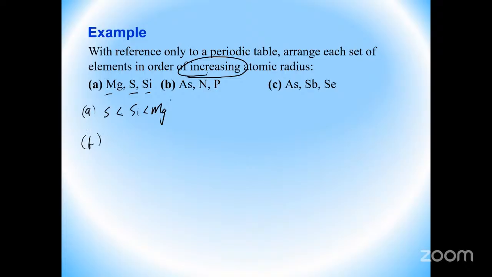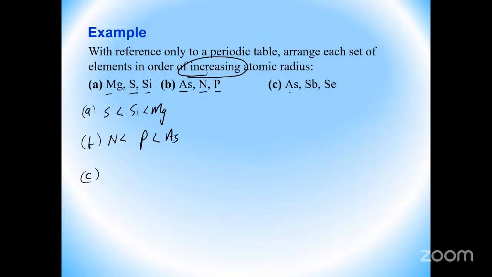In the case of B, they gave you arsenic, nitrogen, and phosphorus. I'm sure those are in the same group, the same column, Group 5. If you remember, we said going down a group, the atomic size will increase. So which would be the smallest in this series? Nitrogen, followed by phosphorus, and then followed by arsenic. Very good. Let's look at C.